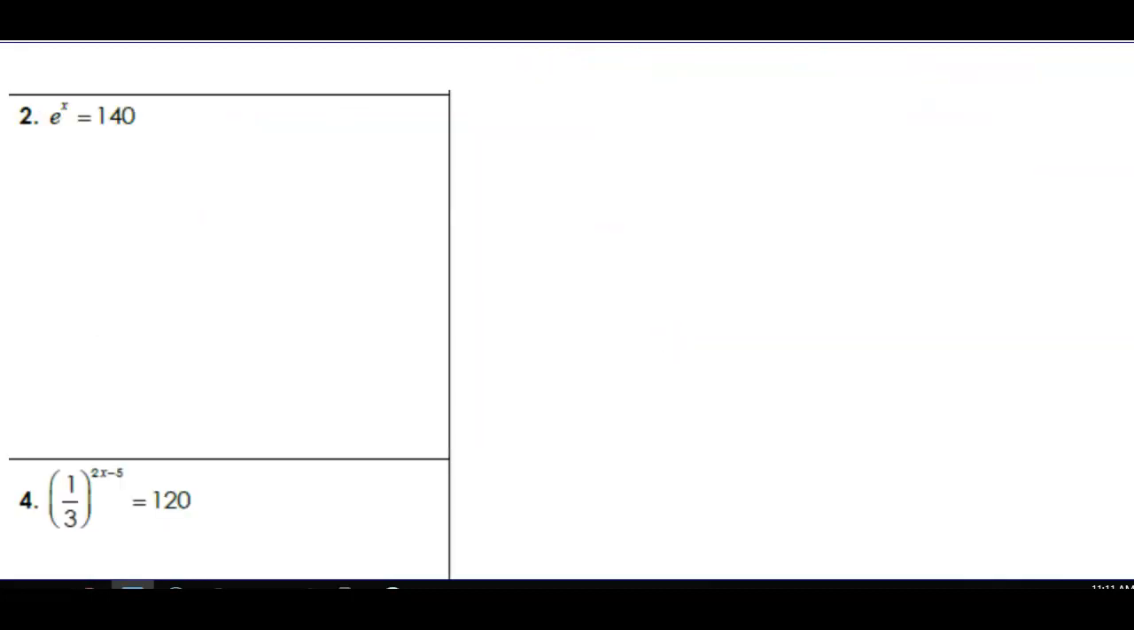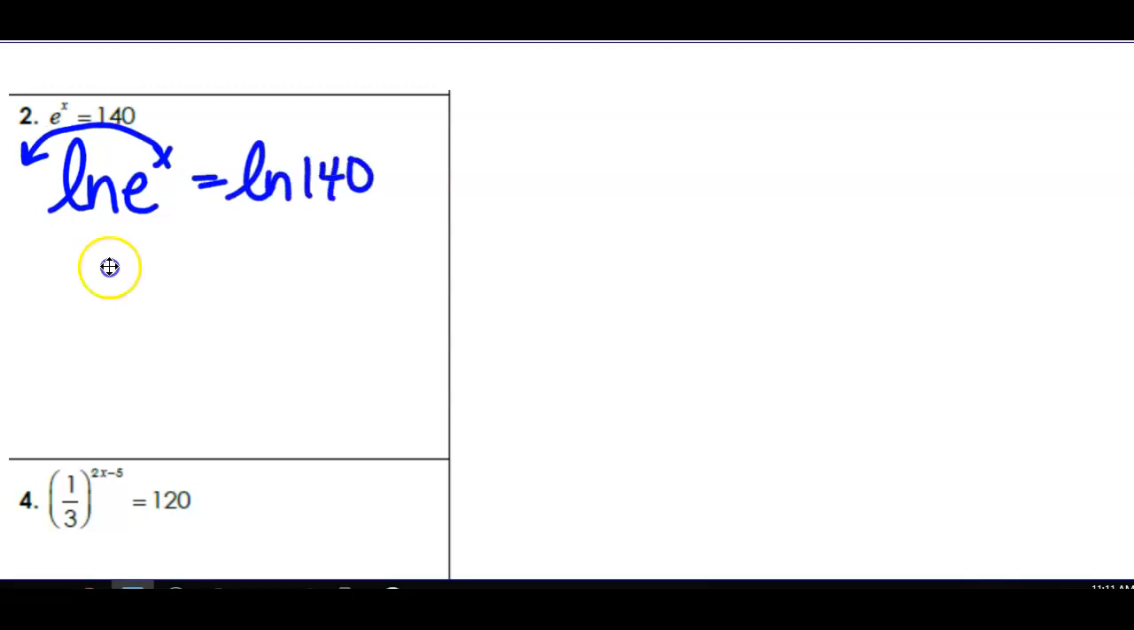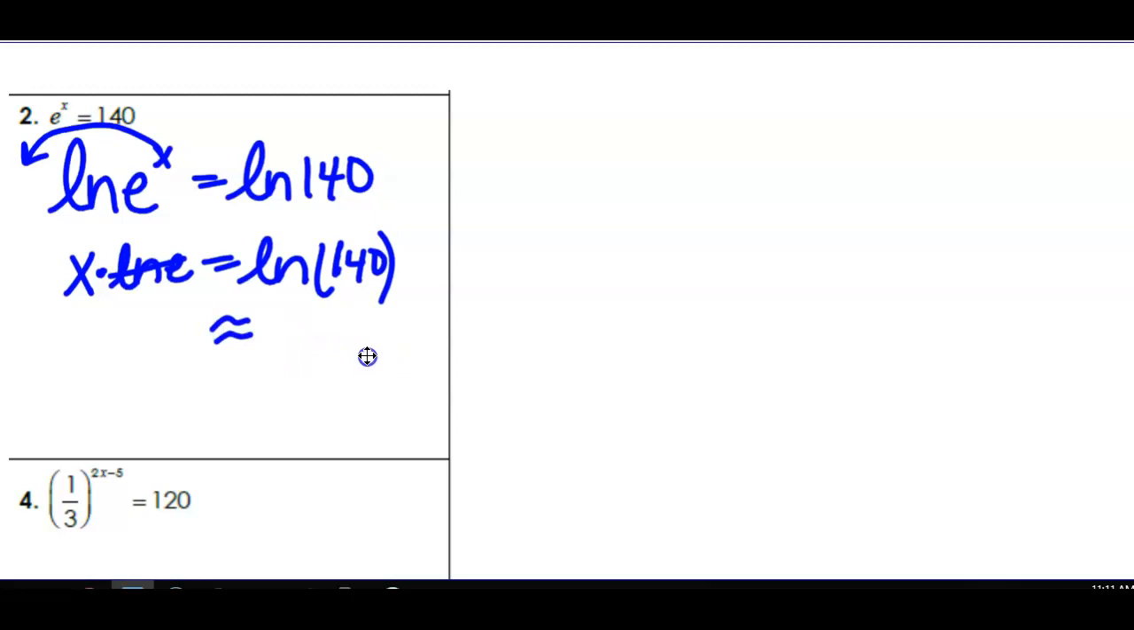So here, because it's base e, you would just take the natural log of both sides, move the x out front. X times ln of e, which is just 1. So you end up with the natural log of 140, or whatever decimal that is, okay? .9416.